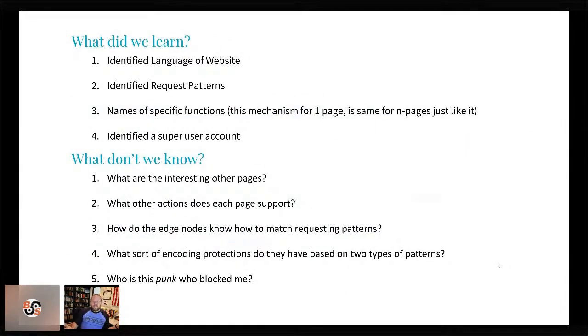We've identified a super user account. That guy blocked me because I was pretending to be from Japan, but whatever. And we don't know things like what are all the other pages. We don't know what other actions each page supports. We don't know how the edge nodes match or understand the request pattern differences because there's now 3 or 4 ways to get it. We don't know what their coding protections are, but all of that is stuff we can actually test for, and we can create more questions and more questions and more questions based on this to start building out further our mental map, if you will.